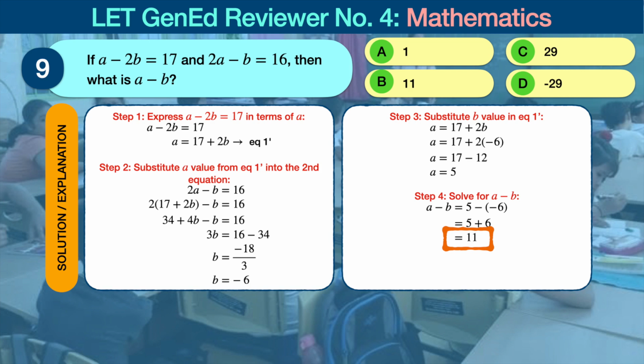Next, let's substitute the computed value of b into equation 1 prime. This will give us the computed value of a to be 5. Lastly, with the values of a and b already known, we can now solve for a minus b. The correct answer is 11.